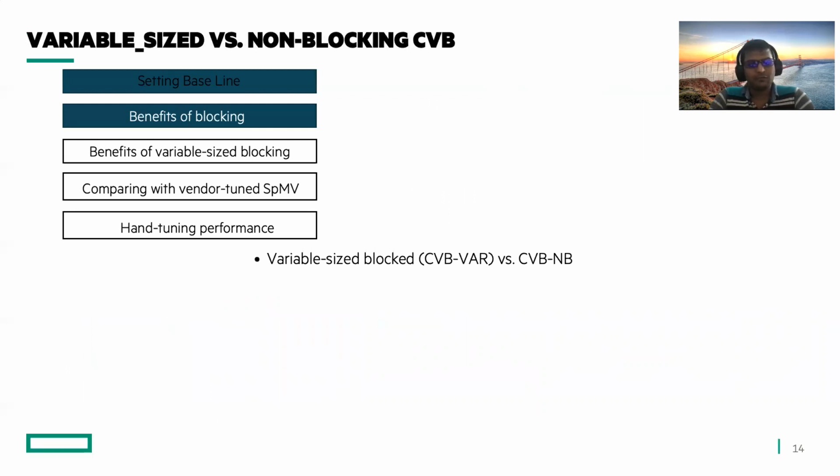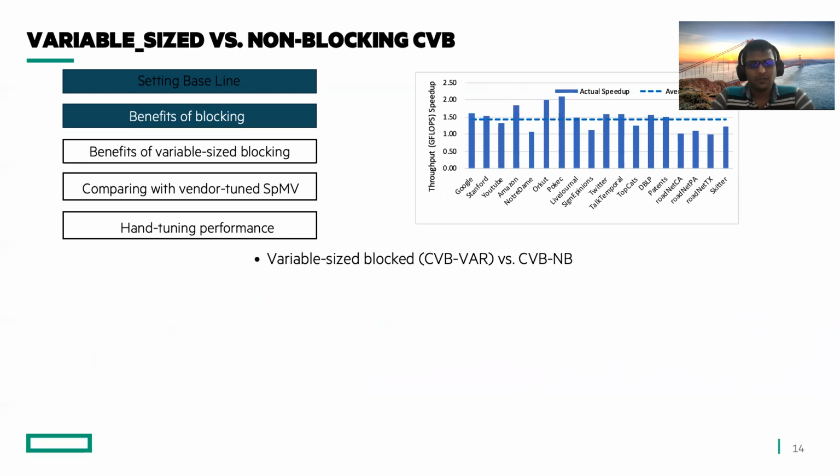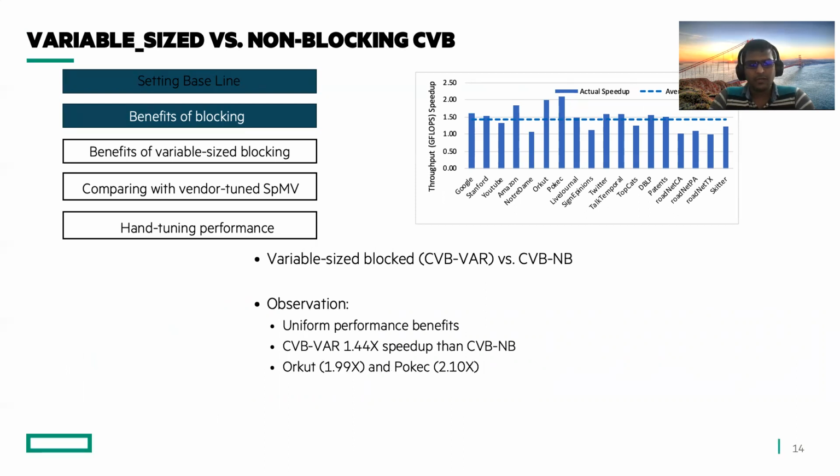Here we show the benefits of blocking with our variable sized blocking scheme compared against the non-blocking variant of the CVB. We can see that because of using variable sized blocks, we have a uniform performance benefit, and CVB provides close to 1.4x better performance than the non-blocking variant. Also, on data sets where we previously saw a performance degradation, like Orkut and Pokec, we can see that there is a performance improvement. With this, we can say that large average access range data sets get benefited from the variable sized blocking scheme.